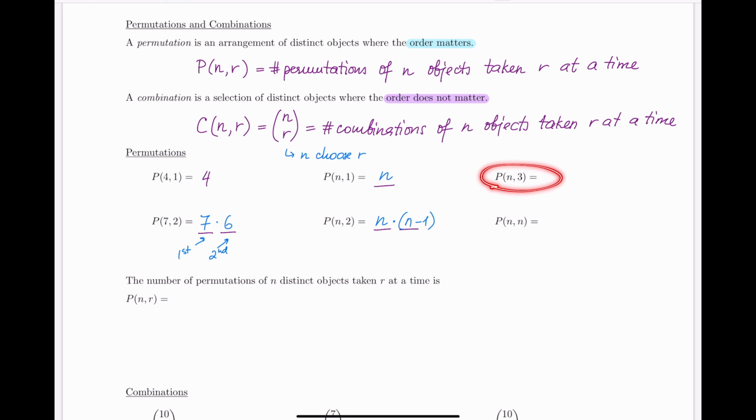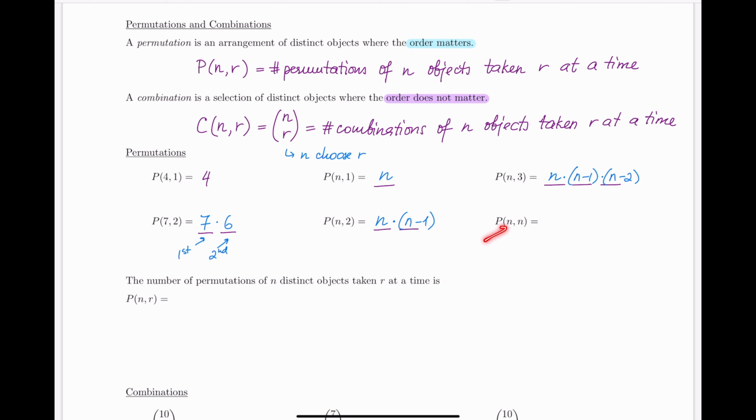How can I extend that logic to number of permutations of n objects taken 3 at a time? So I am using the exact same format, 3 at a time. For the first object, I have n options. For the next one, I have n minus 1. And for the next one, I have even 1 less, n minus 2. And I'm going to multiply all of them throughout.